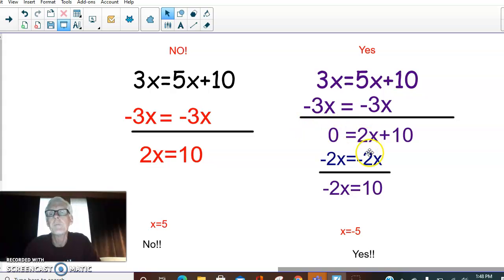So you can do that. Subtract 2x from both sides. You have negative 2x equals 10, and the answer is negative 5. This way, the 0 causes it to be off by the negative number. So be careful, you cannot move the equal sign.